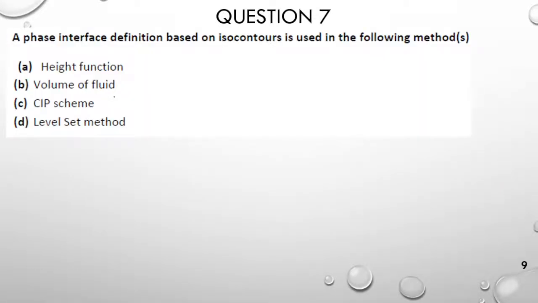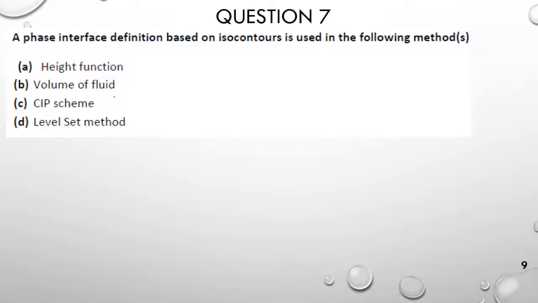And then I think this is the last question, phase interface definition based on iso contours. This is again related to what we just discussed. The level set method which we discussed just now doesn't actually smoothen out the interface, it helps us to identify the interface smoothly, instead of a sudden jump which we have.